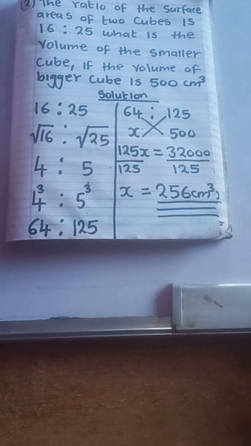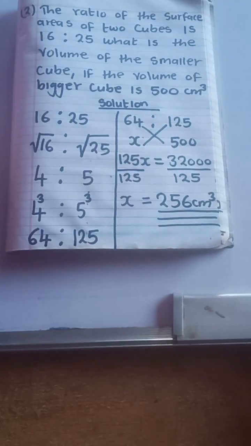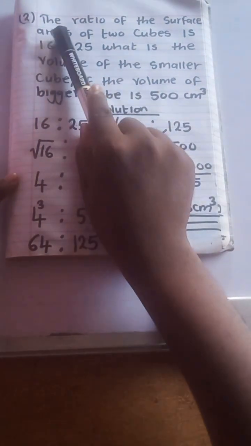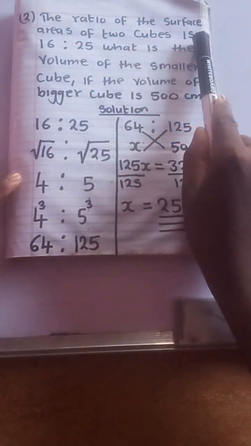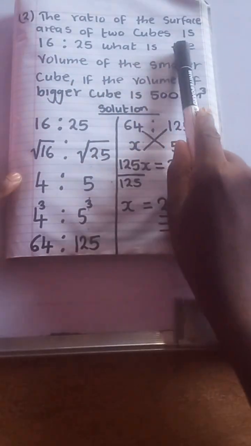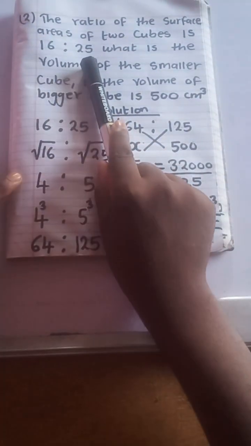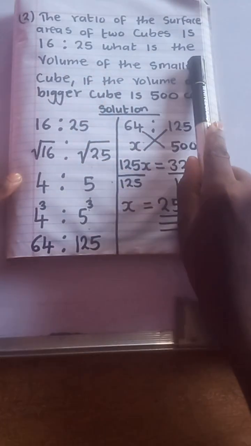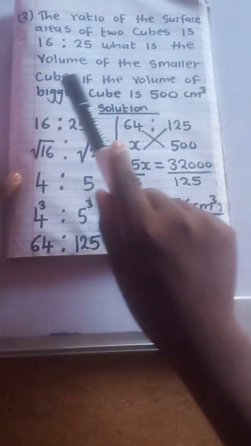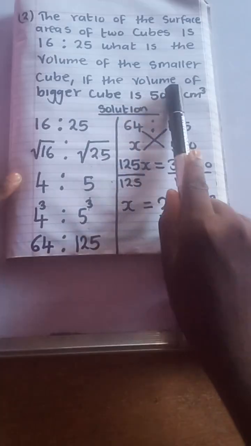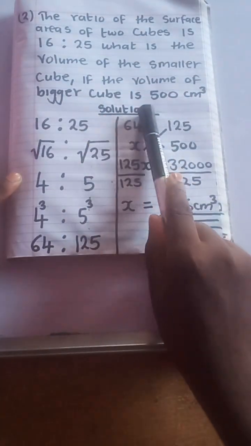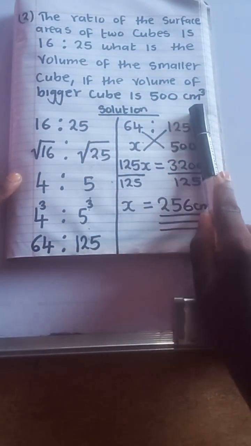This is the question. It says the ratio of the surface areas of two cubes is 16 to 25. What is the volume of the smaller cube if the volume of the bigger cube is 500 centimeter cube?